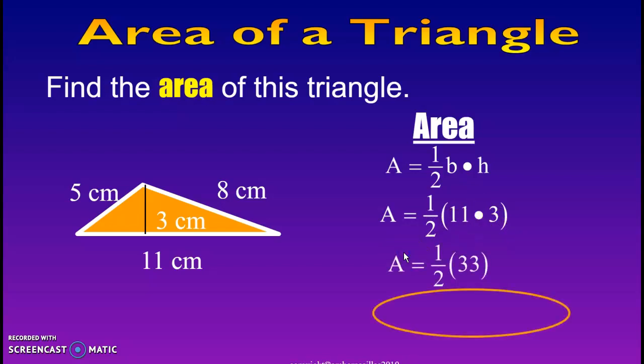Using our order of operations, we know that we multiply 11 times 3 first, which gives us 33, and then we figure out half of that. You can find half of 33 by multiplying by 1/2 or by dividing by 2. So half of 33 is 16.5. The area of this triangle is 16.5 centimeters squared.